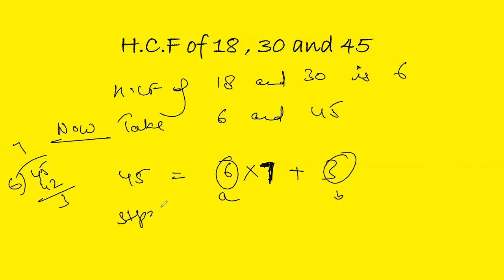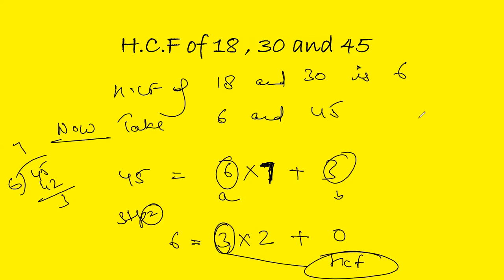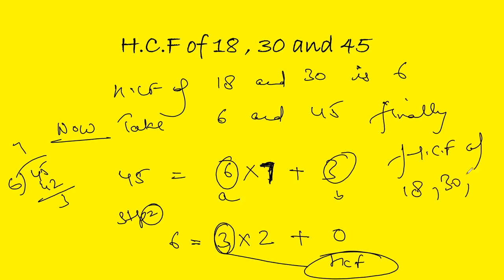Now this will become A, the dividend, and this will become the divisor. So this is step 2, everyone. So 6 is the dividend and 3 is the divisor. When you divide 6 by 3, the answer is 2 and the remainder is 0. Now when you get remainder as 0, the divisor is the answer. So this is the final HCF. So finally, HCF of 18, 30 and 45 is 3.